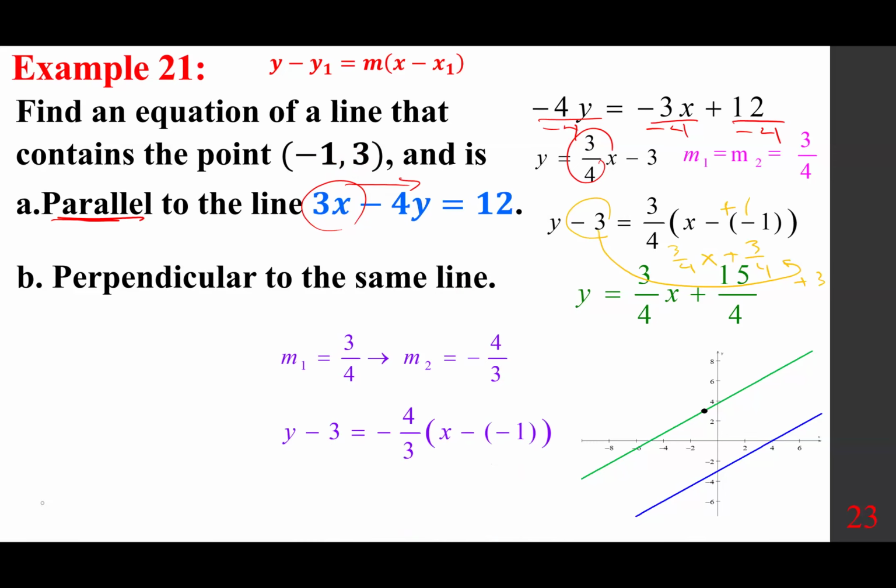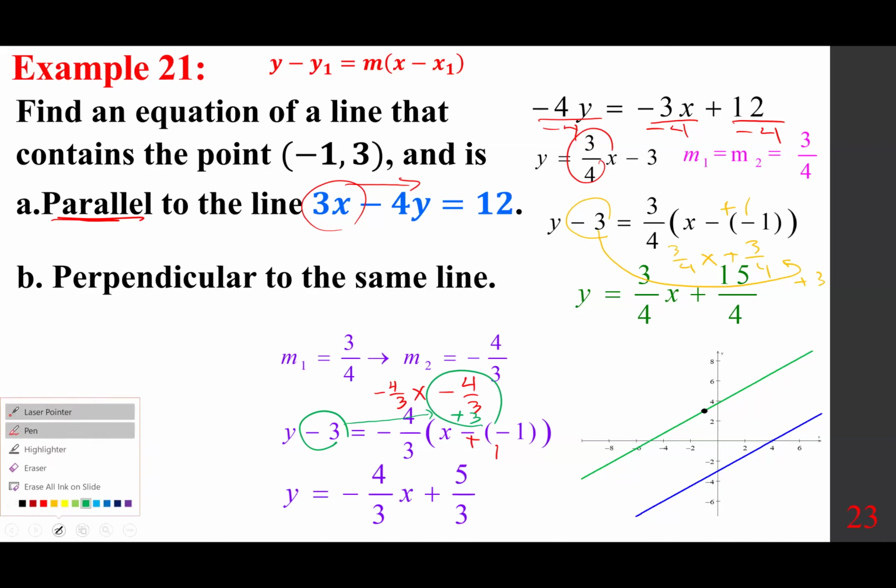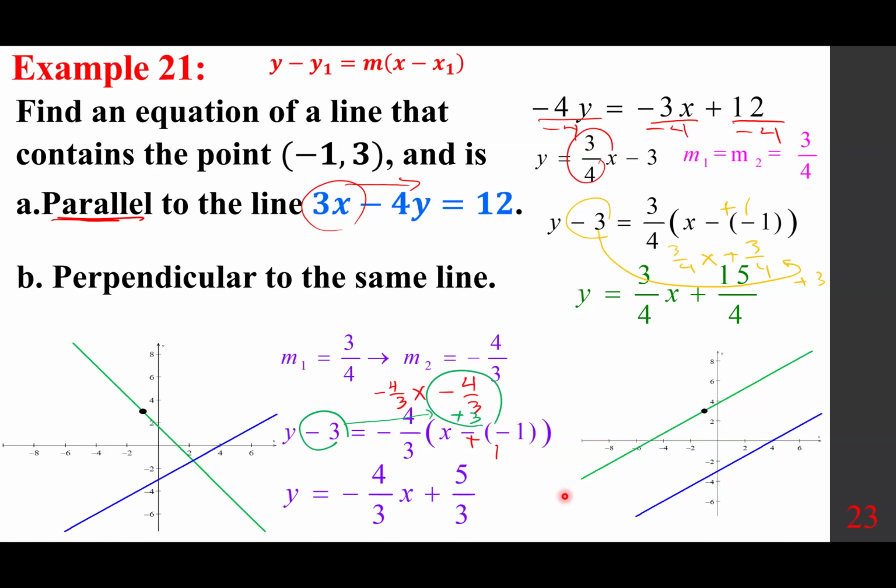We're going to distribute. Of course, this is plus 1. So we have minus 4/3 x minus 4/3. Minus 3 moves, becomes 3, or 9/3, and it gives us 5/3. By the way, all of these questions we've been doing, you should always check them. And checking, you can plug in the pair again, it should work. And if you were to graph it, this will look like that. Just in case, they didn't ask for the graph.